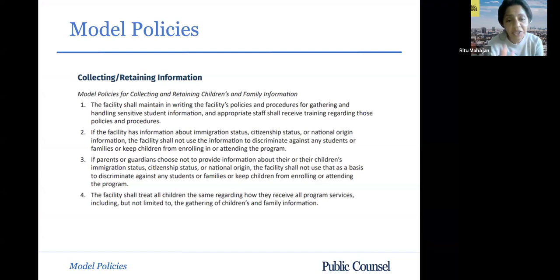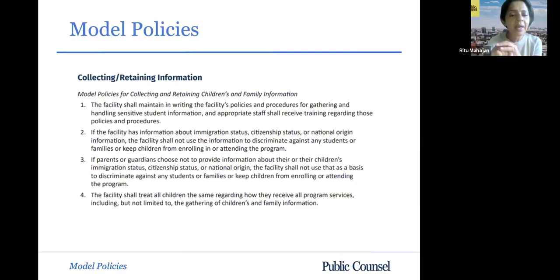Okay, so this is just a cut and paste of what the Attorney General model policies look like when it comes to collecting and retaining information. So basically, the Attorney General policies explain that your childcare facility should have a procedure in place. So anytime an agent is requesting sensitive information about the families you care for, you have a process that you're going to follow to respond to that kind of request.